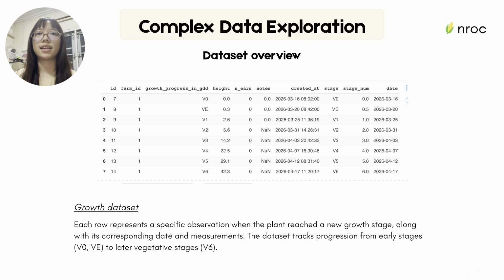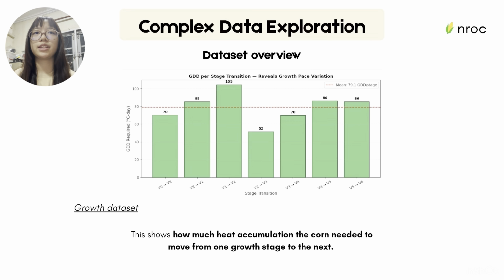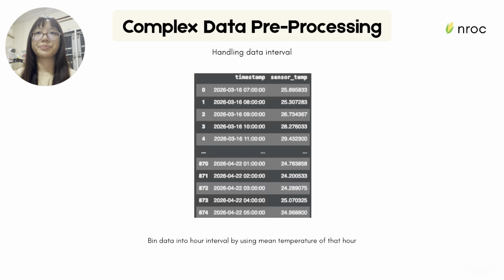Next, our growth dataset. It was manually collected by us. The dataset tracks progression from early stages on March 16 to later vegetative stages on April 7. This log is what we use to validate our GDD-based predictions. This chart shows the GDD required to move between each stage. There is real variation: V1 to V2 needed 105 GDD, while V2 to V7 needed only 52. The average is about 79 GDD per stage.